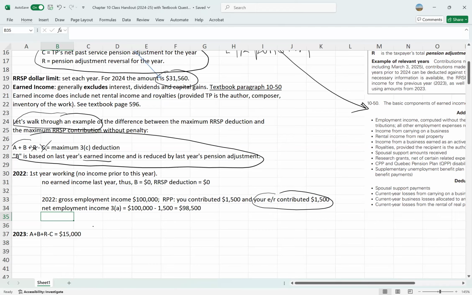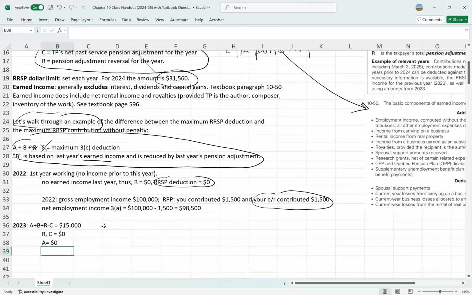So let's move on to next year then. So next year, 2023, we are now going to work through the A plus B plus R minus C. Once again, we'll just ignore R and C. We'll just assume that R and C are both equal to 0. A will be equal to 0 because there's no amount that carried over from last year. Remember last year, we didn't have any RRSP deduction because we didn't have any earned income in the prior year. So there's nothing that carries over to 2023.